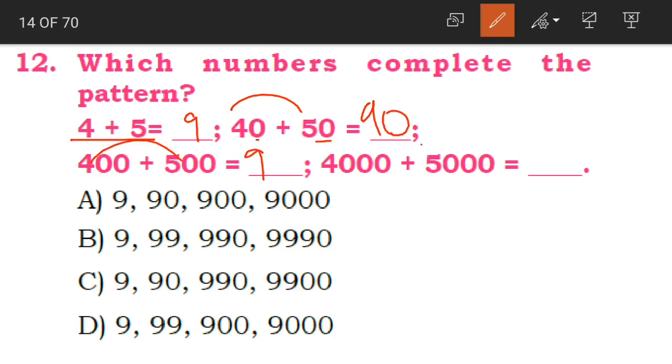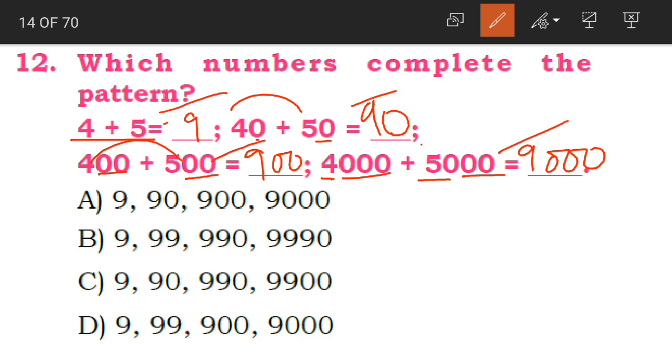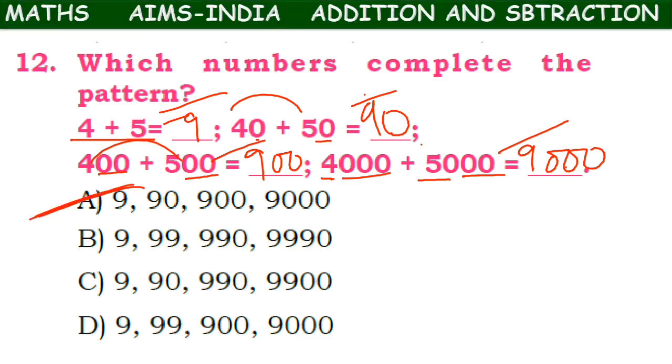So here 4 plus 5 is 9. We are having 2 zeros. So add 2 zeros in the answer. Again 4 plus 5 is 9, and then we are having 3 zeros, so add 3 zeros in the answer. What are the numbers we got? 9, 90, 900 and 9000. That is option A. I hope this is clear, children.